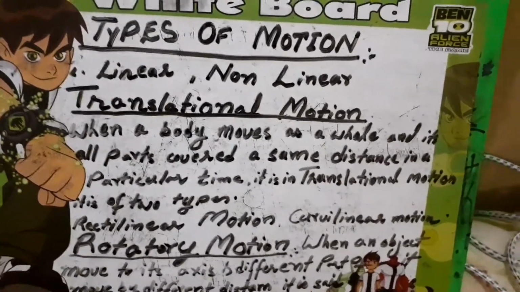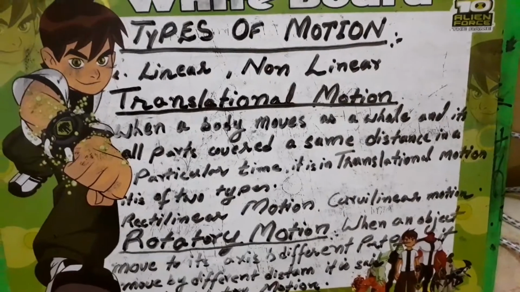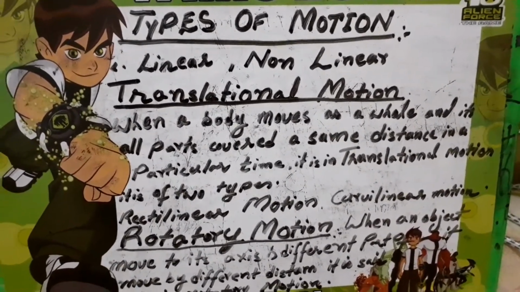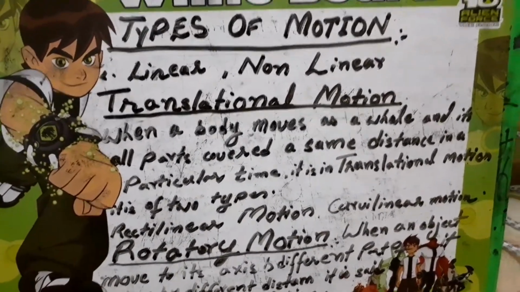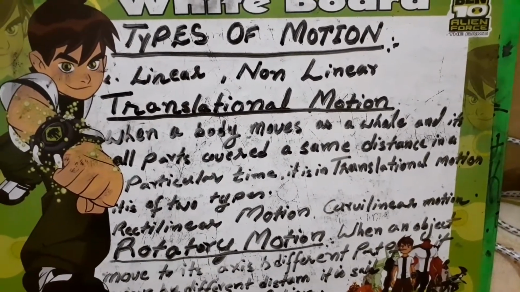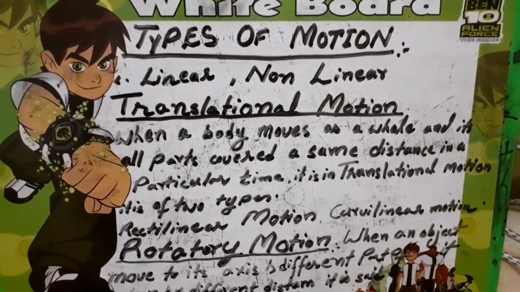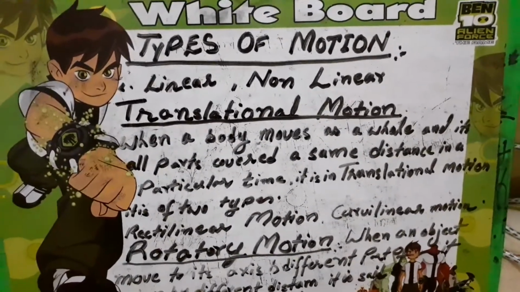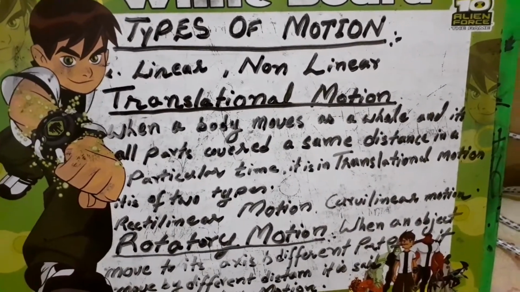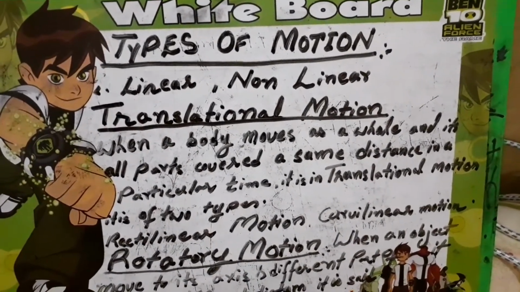Types of motion. There are different types of motion. From the form point of view, motion is linear and non-linear. Linear motion is motion along a straight line, like someone walking in a straight line, or the straight movement of a car or vehicle. Non-linear motion is along a curve, like a vehicle taking a turn.